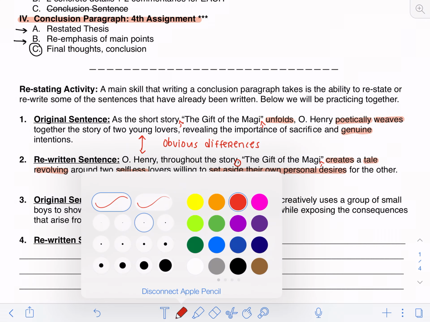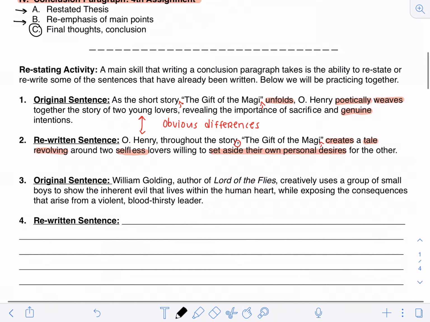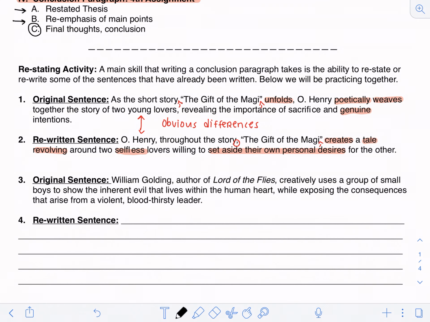So below, I'm going to go ahead and read a sentence that I wrote, and then you guys on your own, you could pause the video, use a thesaurus, and practice rewriting it on your own. William Golding, the author of Lord of the Flies, creatively uses a small group of boys to show the inherently evil that lives within the human heart, while exposing the consequences that arise from a violent and bloodthirsty leader. I'm going to go through and highlight style words. And these can be words that you decide you might even want to reword, others that you could reword when you pause the video.